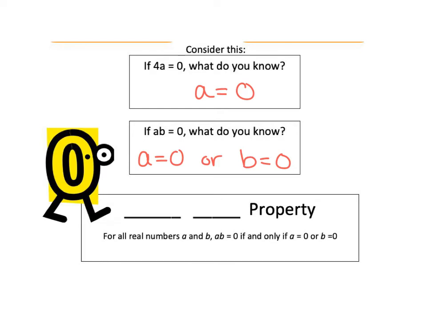This leads us to a very important property known as the zero product property, which inherently you understand if you understand the logic in the previous two statements. It states for all real numbers a and b, a times b equals 0 if and only if either a is 0 or b is 0. How does that help us?